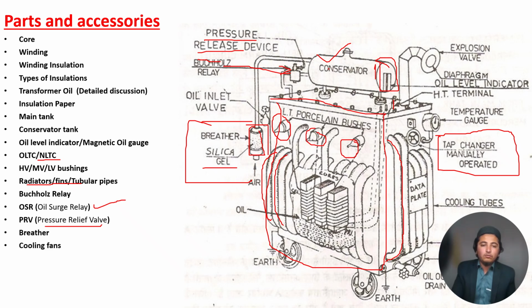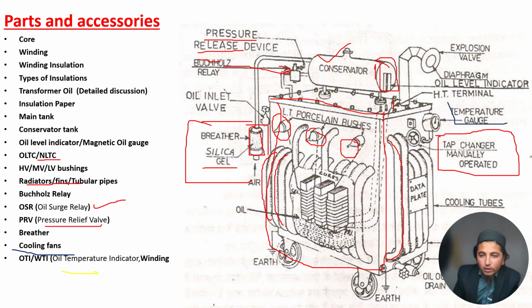The next one is the cooling fan. A transformer may contain a cooling fan for the purpose of cooling, but in this transformer we do not have any cooling fan. The next one is OTI and WTI, oil temperature indicator and winding temperature indicator. If you look here, this is the temperature gauge, the oil temperature indicator. We also have a sensor with the winding which gives us the value of the winding temperature.